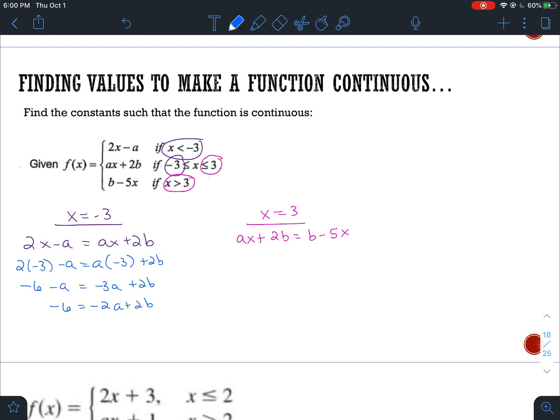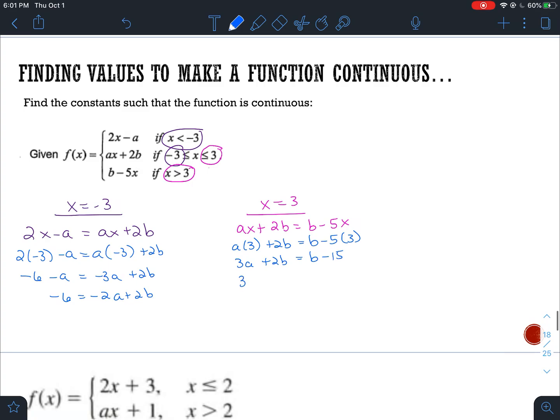This time x equals 3, so I'm going to plug in 3 for x. So a times 3 plus 2b equals b minus 5 times 3. So 3a plus 2b equals b minus 15. Get all the a's and the b's on the same side, so subtract the b over. So 3a plus b equals -15.